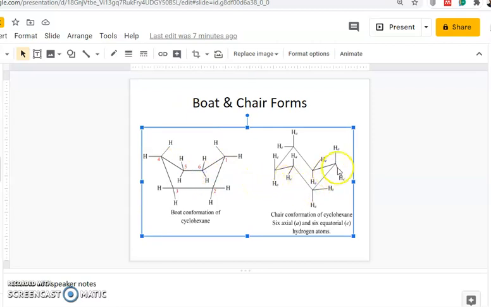Here also there are 6 carbons, 1, 2, 3, 4, 5, 6, each attached to 2 hydrogens. It looks like a chair, with a headrest and a seat, which is why this form is called the chair form. Now we'll study in detail these 2 extreme conformers, the chair form as well as the boat form.